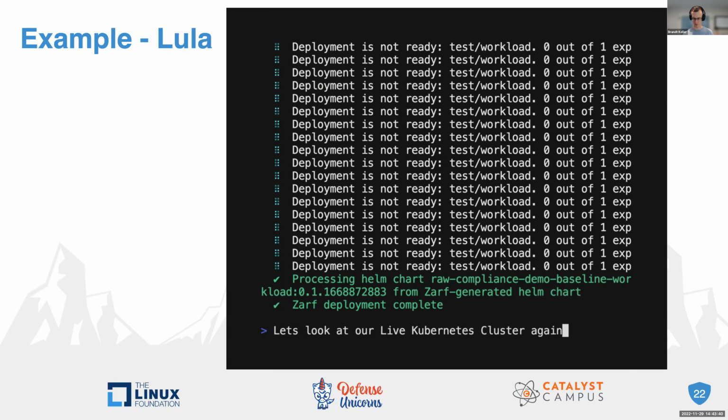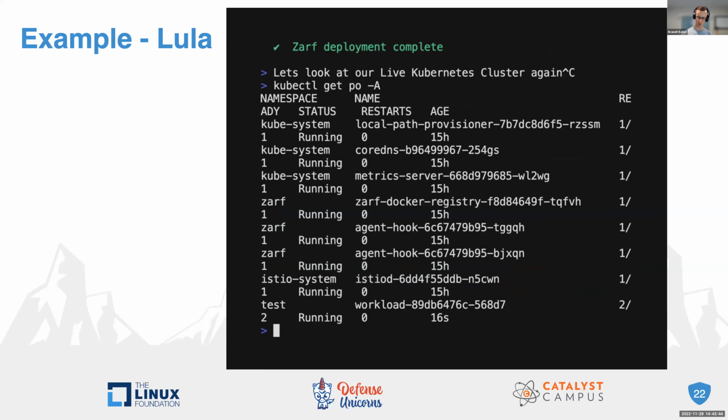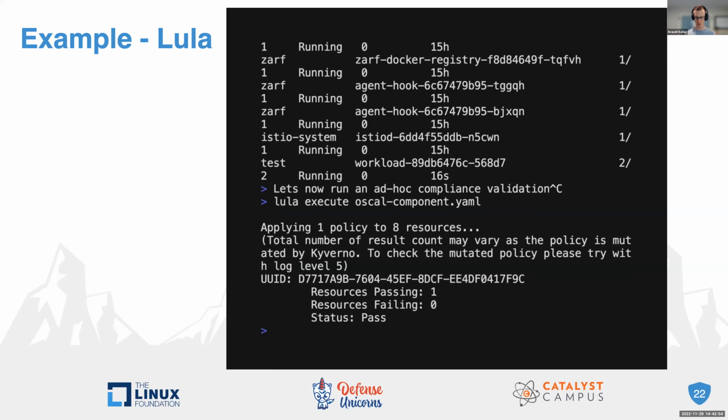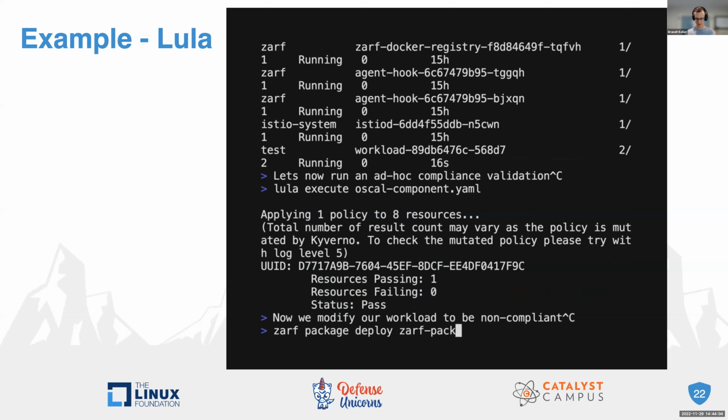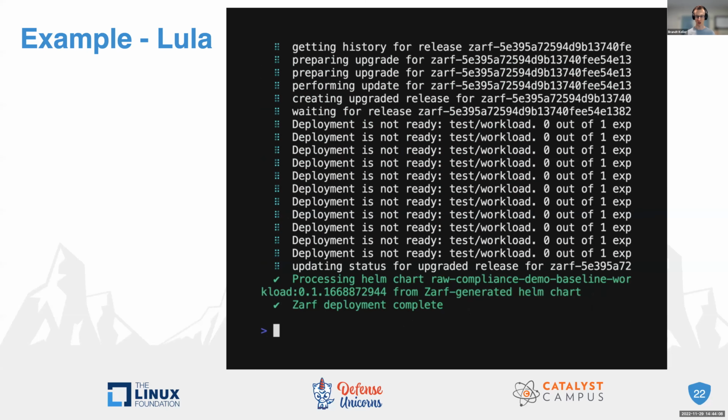And so we'll look for pods in our cluster again. And what we'll see at the bottom there is a workload-hash running with 2 of 2 containers in the pod. We'll now use Lula to query the Kubernetes API using that component definition, and we get a status passing. That's our mock at the moment for, hey, this is compliant and this is good.